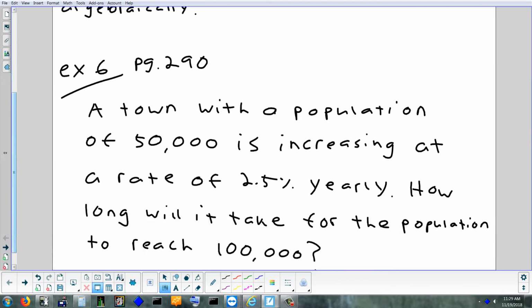So it's a town with a population of 50,000 people, increasing at a rate of 2.5% every year. How long will it take the population to hit 100,000? So let's take a look. First thing I need is I just got to write out an equation.